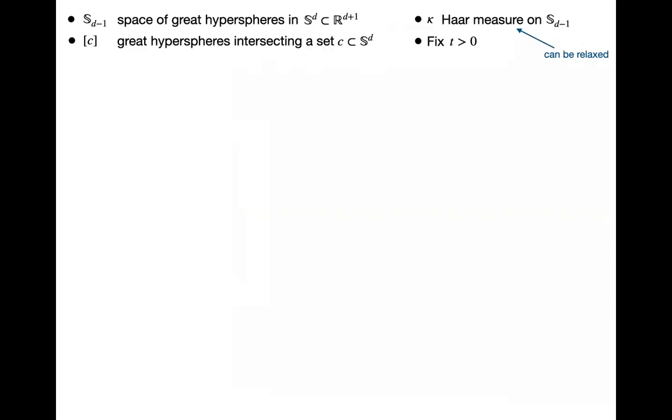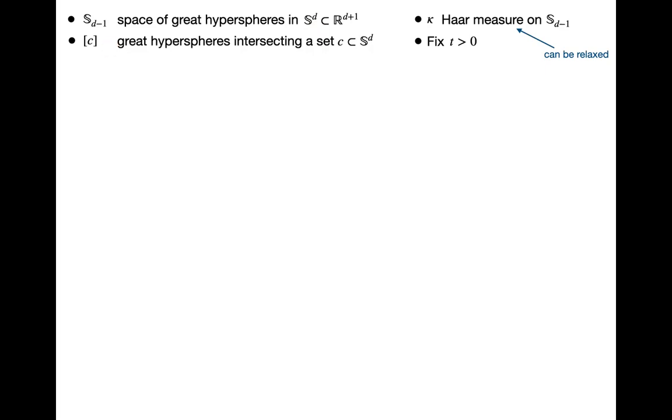To make this mathematically rigorous, we are not looking at the 2-dimensional sphere, but at the d-dimensional sphere, which is sitting in (d+1)-dimensional Euclidean space. We do the cutting by random linear subspaces, and the intersection of a linear subspace with the sphere is called a great hypersphere. The space of all great hyperspheres is denoted by S sub d minus 1.